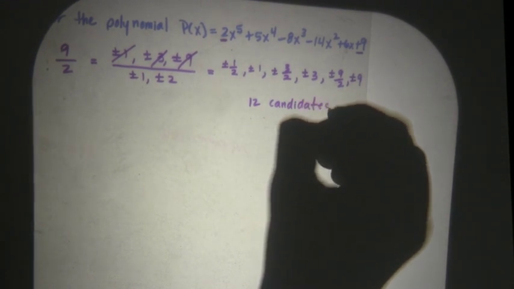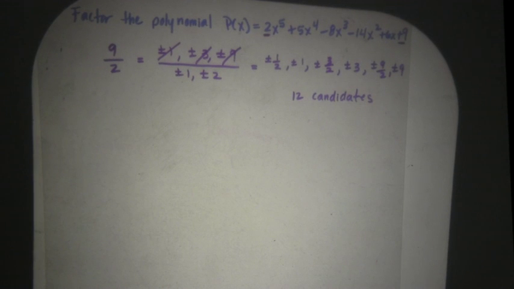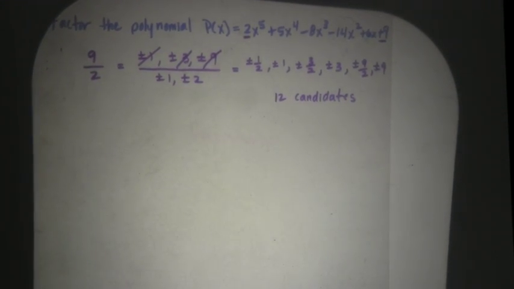Now, I don't know about you, but I'm pretty confident that most of us do not want to use synthetic division 12 times to determine what the zeros of this polynomial are. That would just take forever, and that is not my intention at all, so please do not go home and try to do synthetic division 12 times. We want to use the tools that we have available to us to narrow this list. We want to narrow it down, shorten the list.